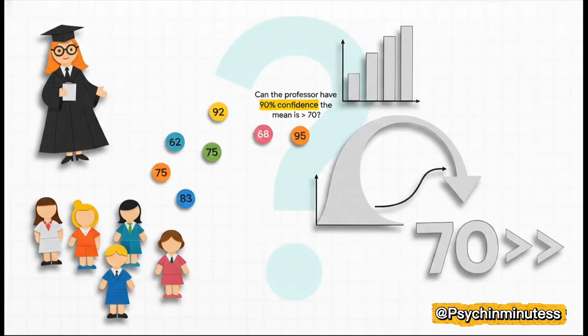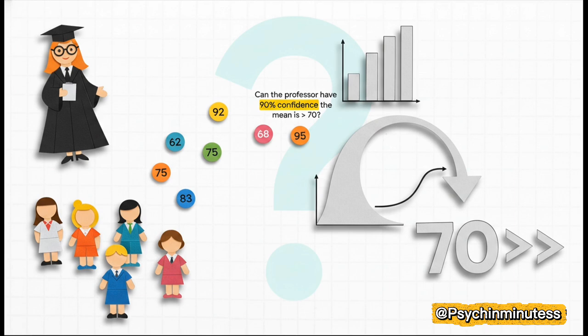Let's bring this into the real world for a second. Imagine a professor wants to know if her entire statistics class has a good grasp of basic math. She doesn't want to test everybody, so she pulls a random sample of just 6 students. Her goal? She wants to prove that the class's average score is above 70. Now, her 6 sample students score 62, 92, 75, 68, 83, and 95. So the big question is, using this tiny little sample, can she be 90% confident that the entire class would score above 70?